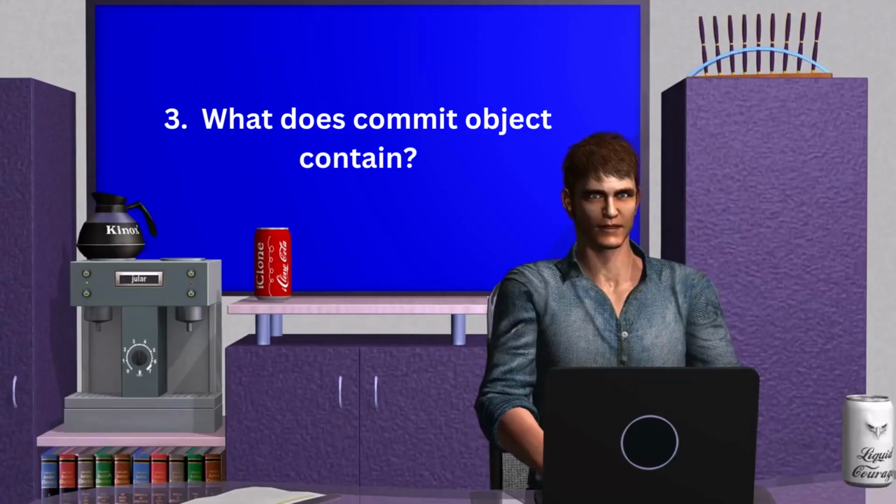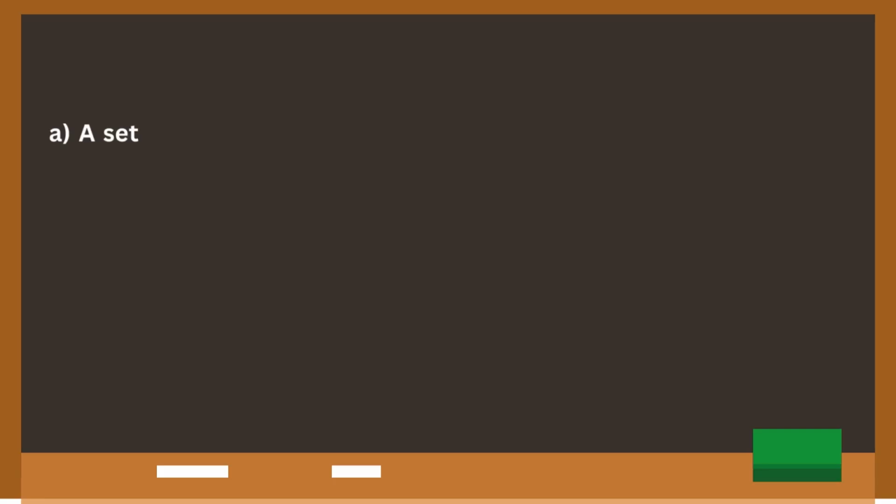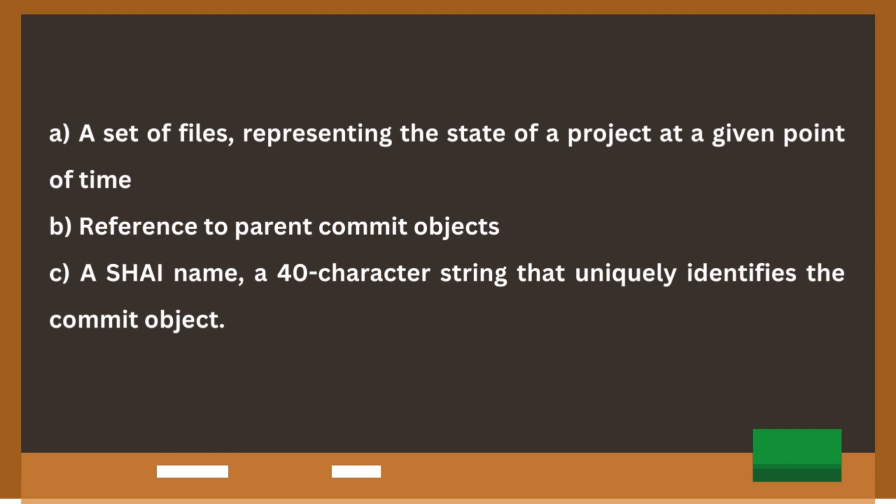3. What does a commit object contain? A. A set of files, representing the state of a project at a given point of time. B. Reference to parent commit objects. C. A SHA1 name, a 40-character string that uniquely identifies the commit object.